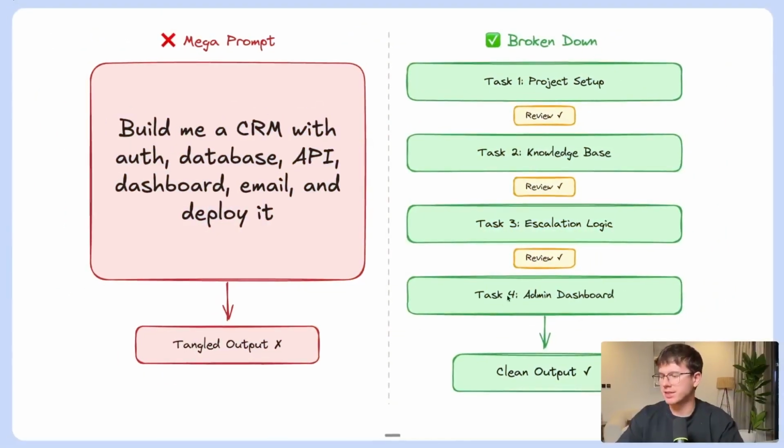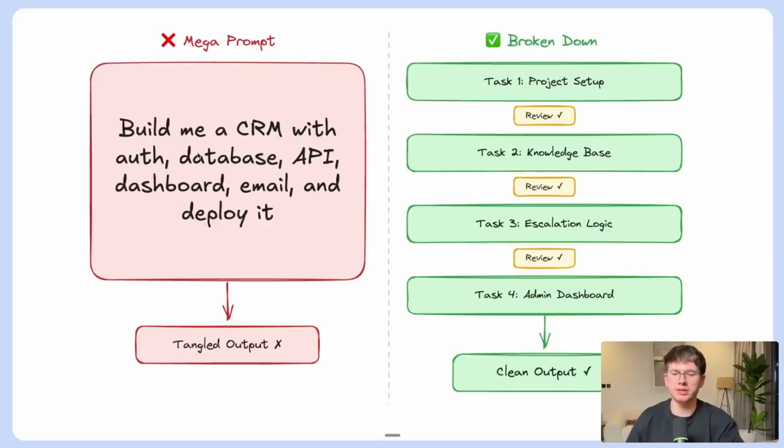Now, one of the biggest mistakes that I see when people use Claude Code is adding huge prompts with a ton of information and a ton of tasks all in the same prompt, and then expecting Claude Code to give them the output that they want. An example of this could be them saying, build me a CRM with auth, database, API, dashboard, emails, and deploy it, which are basically 7 different tasks, right? Or 4 different tasks within the same kind of major thing that they want to build.